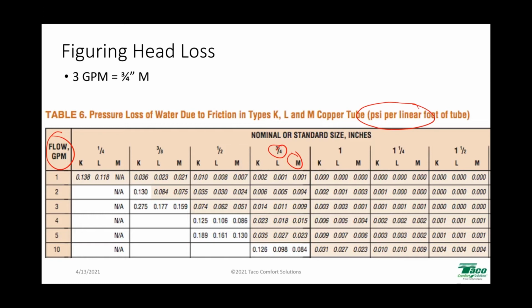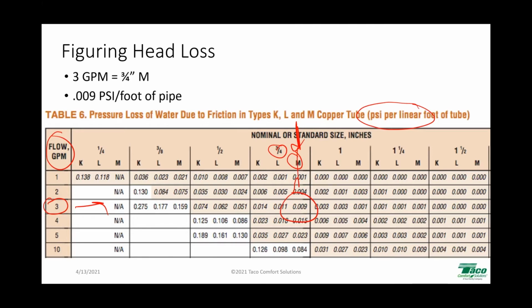Now, with 3 gallons per minute at 3/4 inch M, I go here for my 3/4 inch M. Here's my 3 gallons per minute, and I follow the row and the column to where they intersect, and I'm going to intersect at 0.009 PSI per foot of pipe. So that's for 1 foot of pipe, 0.009 PSI per foot of pipe.